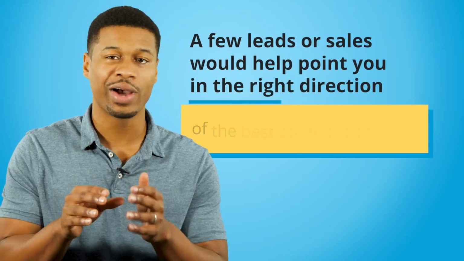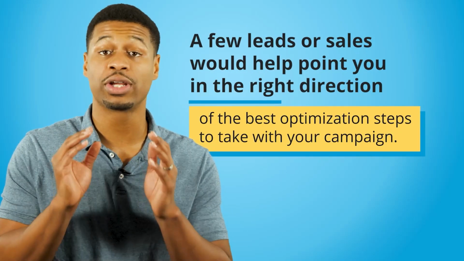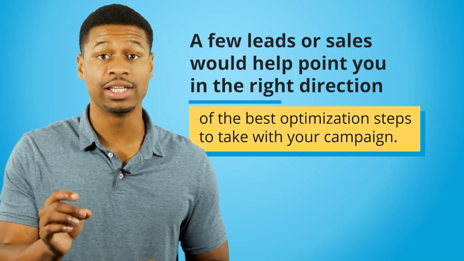A few leads or sales would help point you in the right direction of optimizing your campaign so that you can get more leads and sales. With 300 clicks and a mere 1% conversion rate, you would have 3 conversions. So if you have this, then I would say you're moving in the right direction. Then you can continue to make tweaks to your campaigns to increase your conversions to a level where you're eventually breaking even. And after you break even, you can start aiming for some higher returns on your investment.